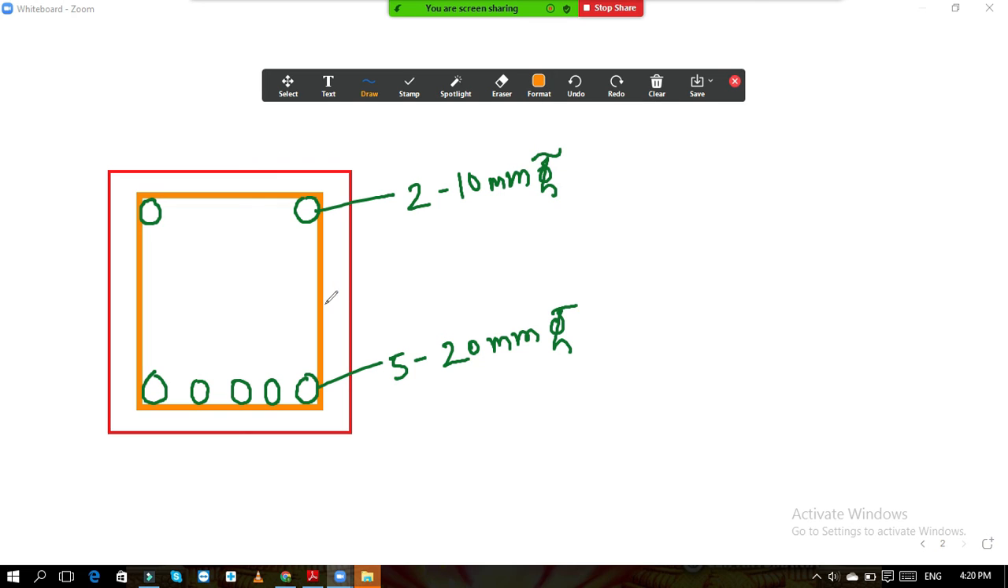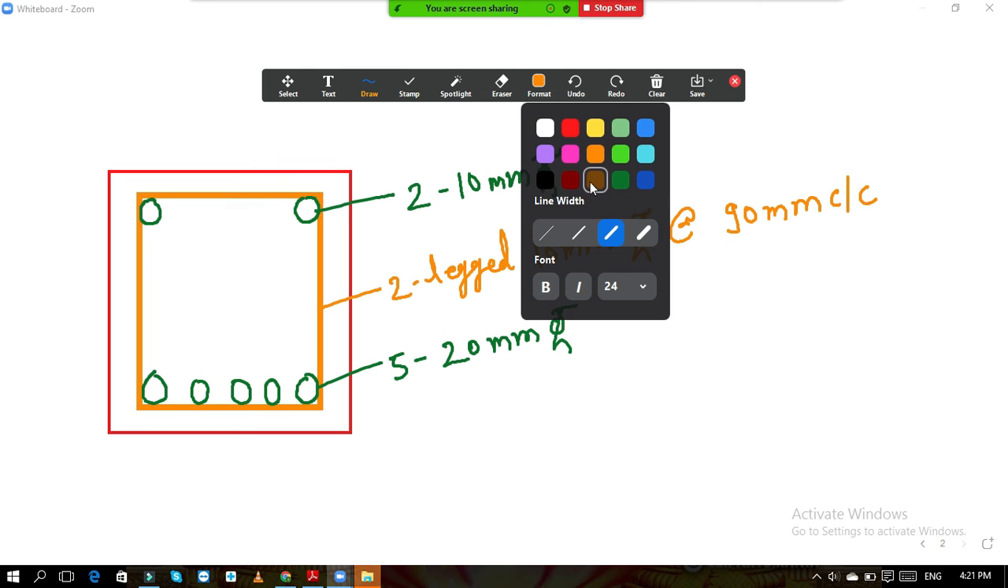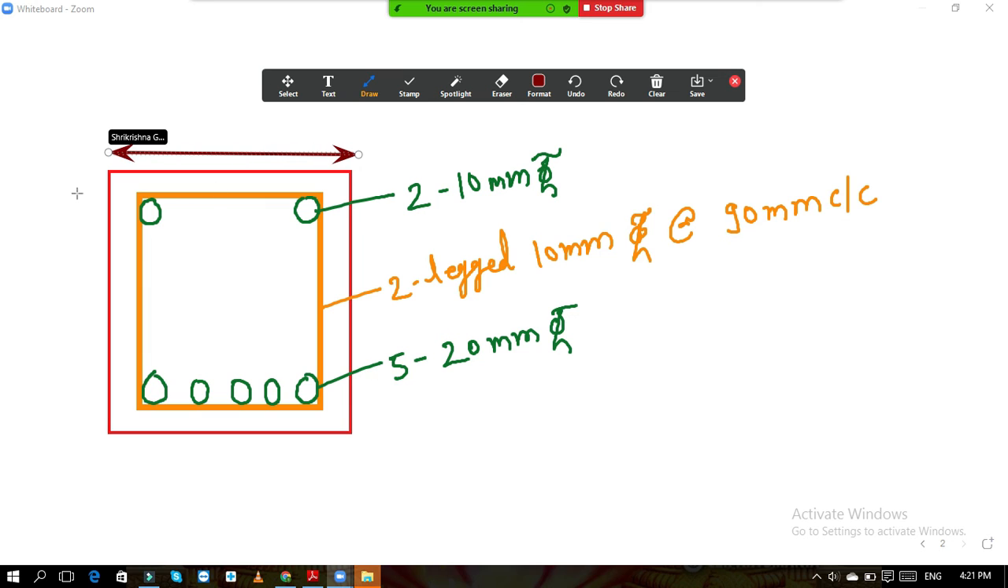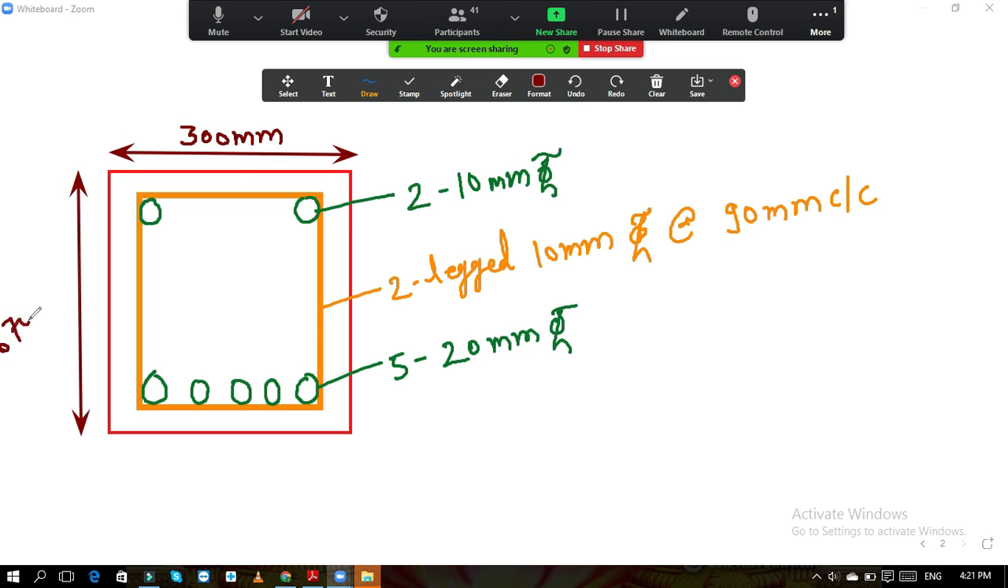and this is two-legged 10 mm diameter stirrup at 90 mm center to center. Then the dimensions: this total dimension is 300, and this total depth dimension is 670. So this is 300 mm and this is 670.